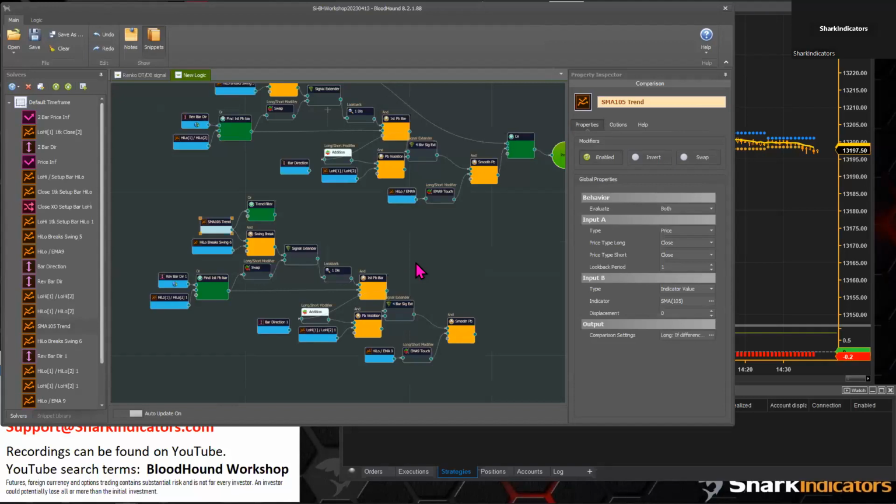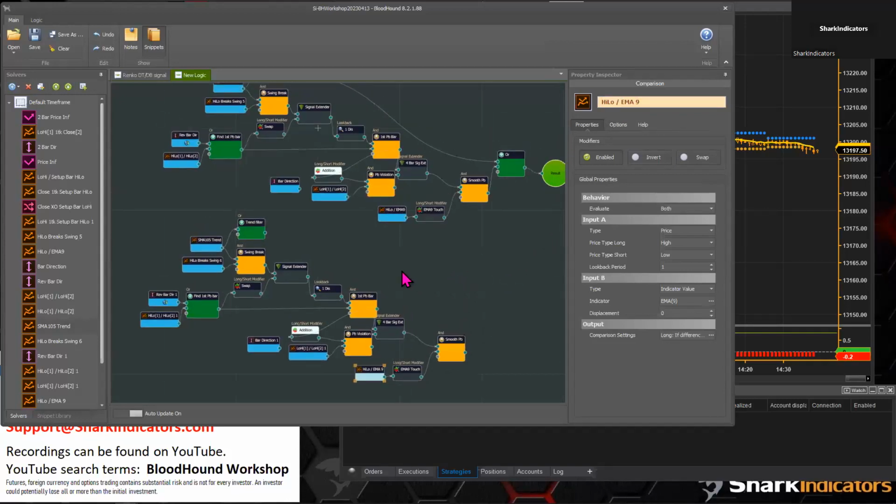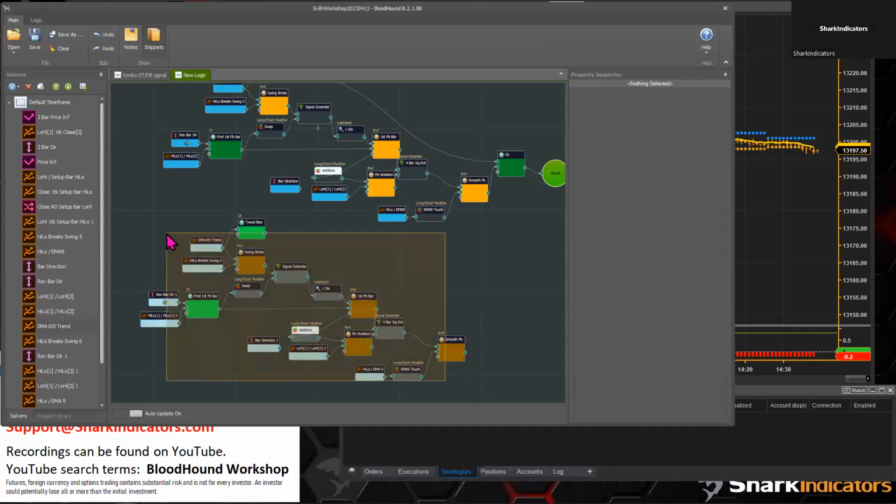And let's see here. Yeah, so I guess this still needs to be the EMA9 touch. Yeah, so I think that's all that's necessary to switch everything over to run on the 1 minute time frame.